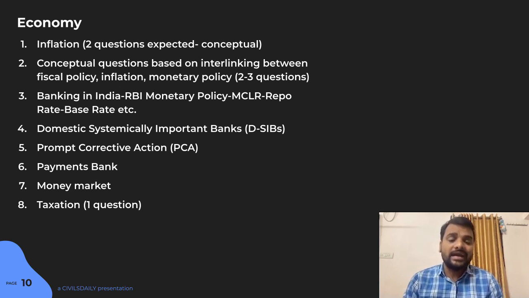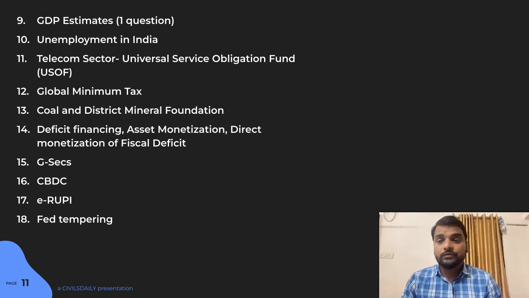Then prompt corrective action: what will be the impact if PCA is applied to a particular bank? Then payment banks and small finance banks, their relation, there have been questions. Then money market terms, all the instruments of the money market. Then taxation, of course, would definitely be there. Then GDP, GNP, these are the basics.